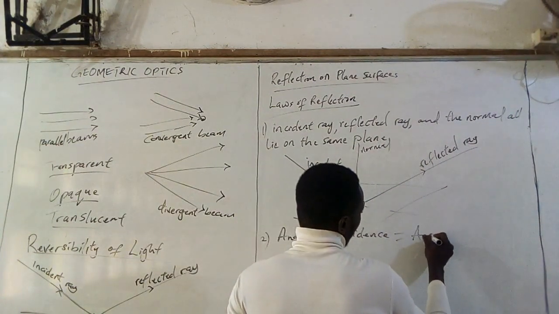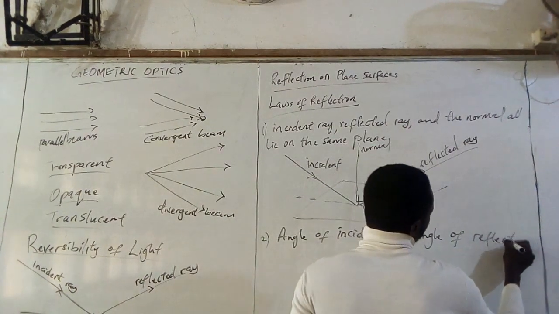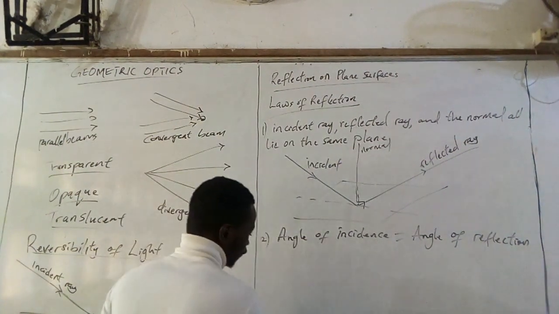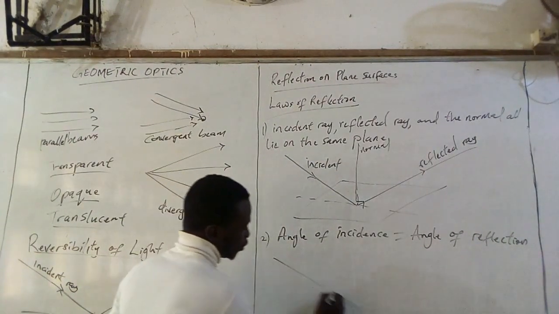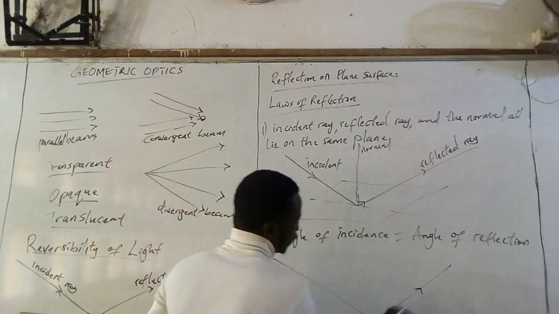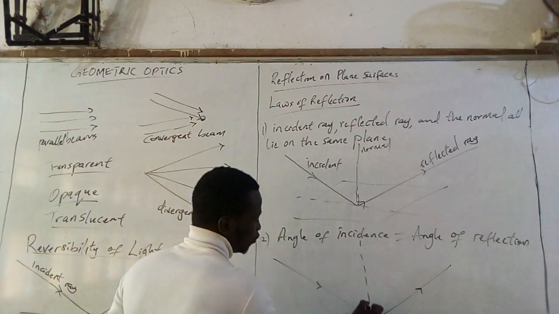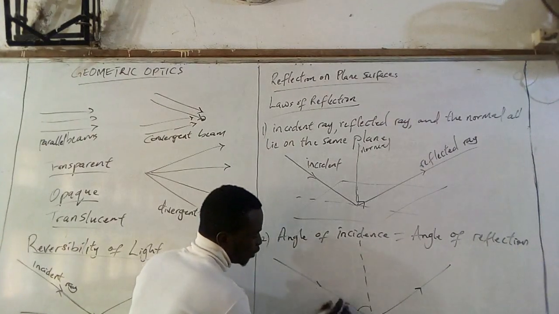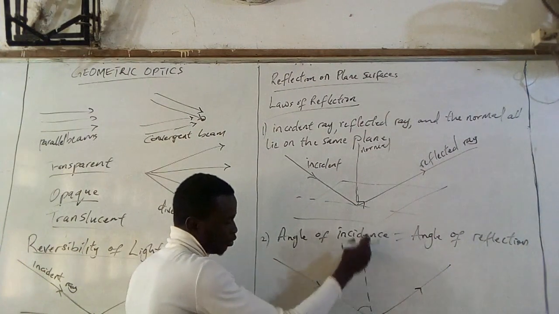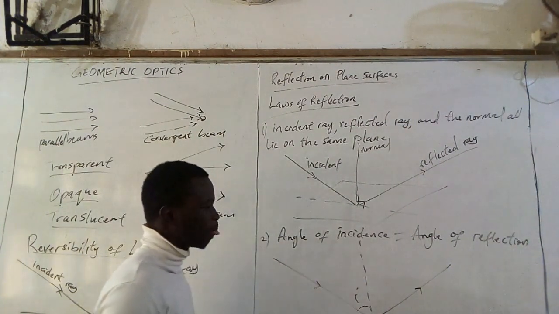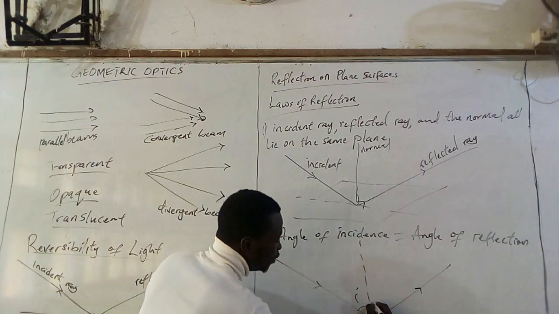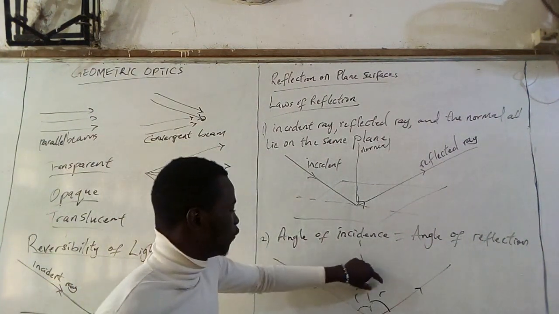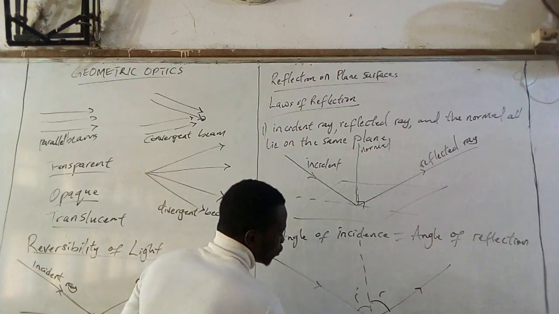Then the second law states that the angle of incidence is equal to the angle of reflection. Now, where is the angle of incidence and where is the angle of reflection? This is a plane surface. This is our incident ray and this is a reflected ray. Then this is the normal. So the angle of incidence is the angle that is formed between the incident ray and the normal line. Then the angle formed by the reflected ray and the normal is called the angle of reflection. So what this law is saying is that i is equal to r.